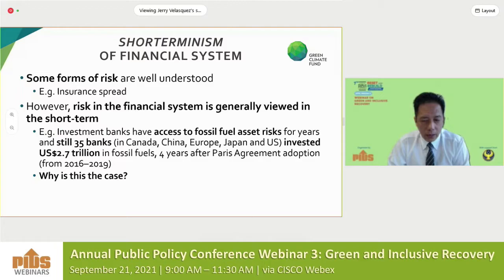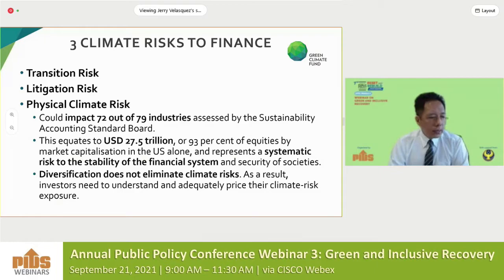Why is this the case? So if the risks are known, why is it that investors still invest in these risky areas? Because we don't understand the risks. There are three kinds of risks that climate change brings to us. Some are better understood than others, and some, even when well understood, we don't act on.